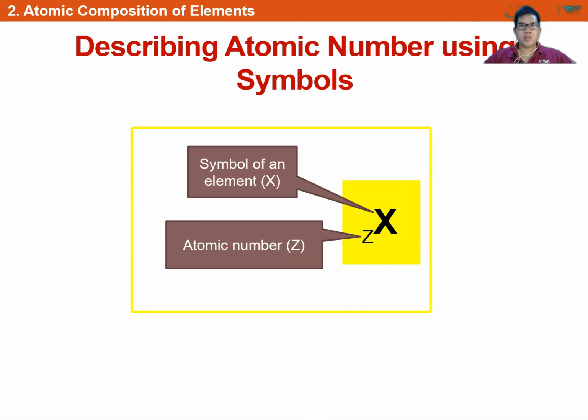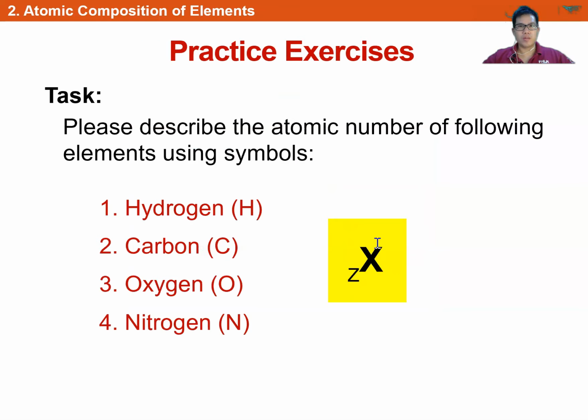Okay, this is using symbols. This is how you describe the atomic number using symbols. So what you do is you put X, which can be anything. It can be hydrogen, it can be carbon, and so forth. And the atomic number you put at the lower left hand corner over here. For example, these are some practice exercises. You can do it.